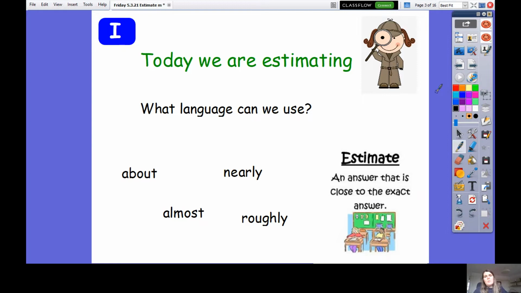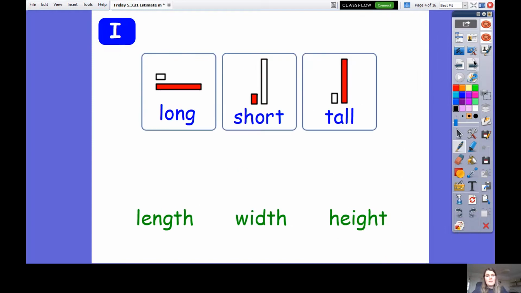Now, when we're estimating, we don't know the answer, okay? And we're trying to figure out what the answer is, okay? And some of the language that we use when we're estimating are things like this. About. I think it is about this length. Nearly. I think it's nearly this length. I think it's almost the tallest. I think it's roughly the shortest. Okay, so we are estimating and making sure that we make a guess and we try and make a smart guess. Fantastic. So today we're looking at length and height.